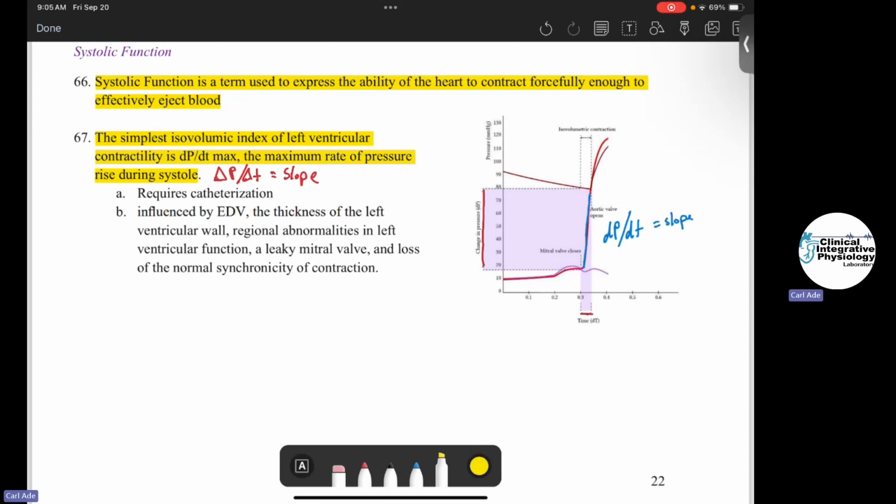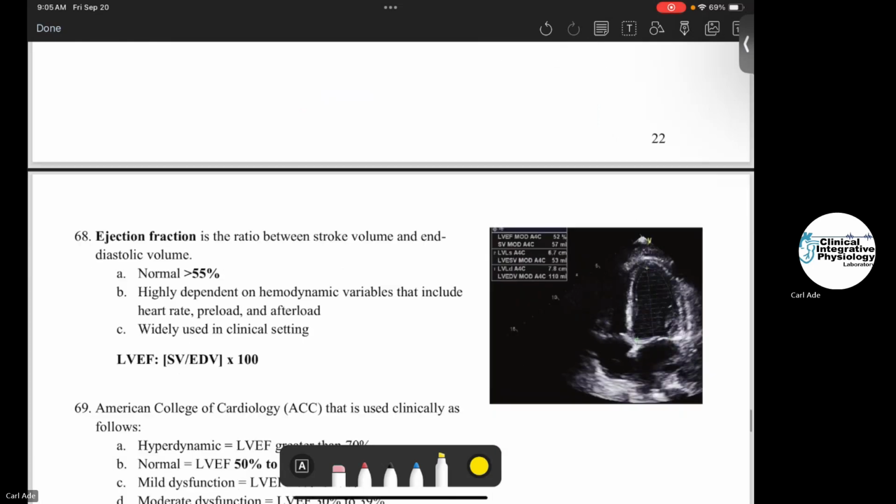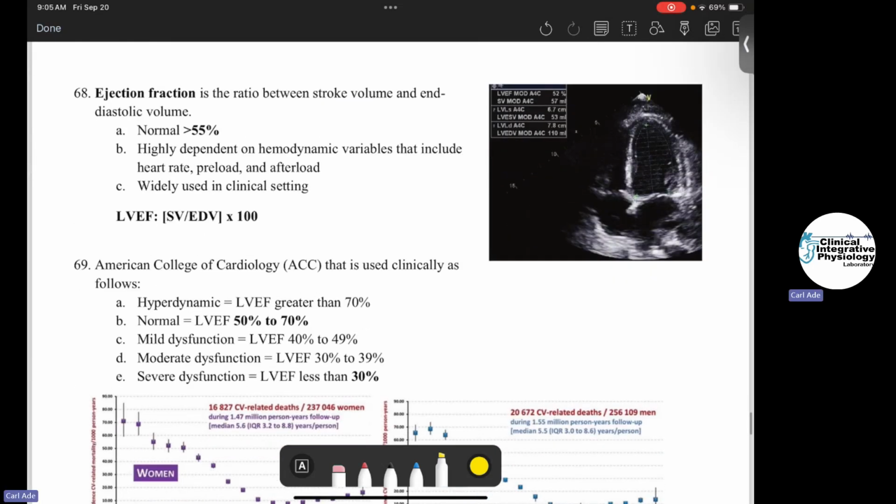That provides information of how quickly the left ventricle can generate that pressure, generate that force. It's difficult because it does require catheterization, so you need to be in the cath lab, and it's not the perfect scenario because it is influenced by a variety of factors. What we most often use in a variety of settings is ejection fraction to assess systolic function.